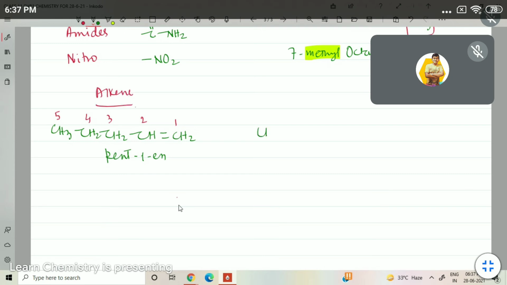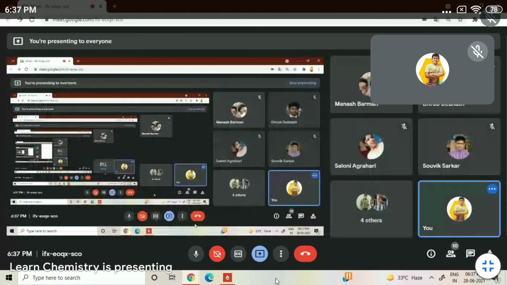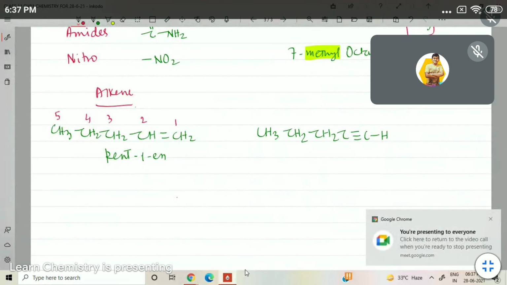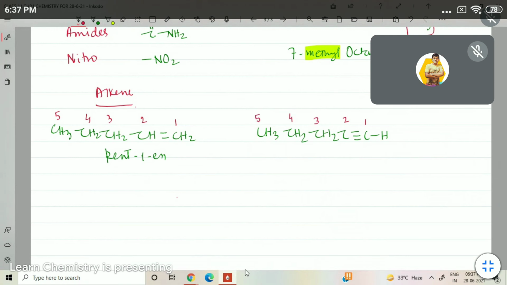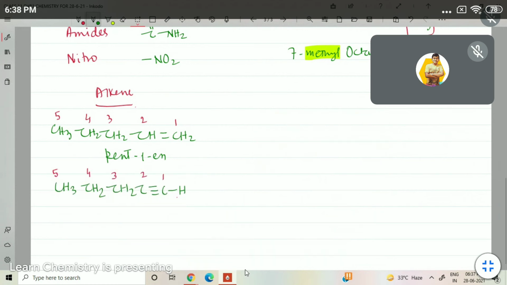Now what about this? CH3, CH2, CH2, C triple bond CH. What is the name of this? Who will say? Sir, look at the question again. Yes, do the numbering again. 1, 2, 3, 4, 5. Now what is the name? It will be pent 1 yne, the YNE, pent 1 yne. Yes, YNE. Because this is an alkyne. Okay, alkyne. So this is an alkyne. So that is why you have written this YNE.